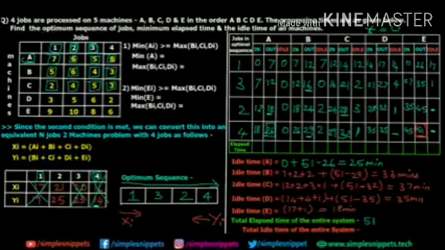Now the total idle time of the entire system can be taken by taking a total of all these idle times. So 25 plus 33 plus 37 plus 35 plus 18, which is equal to 148 minutes.